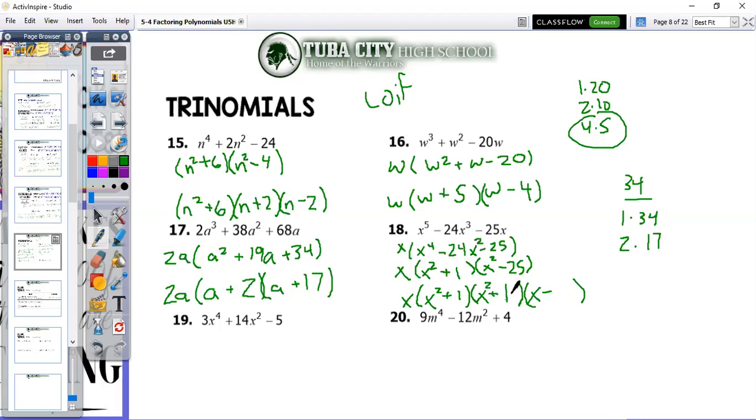Okay, so x squared minus 1 and x minus 5. Oh, wait a minute. Sorry, that's supposed to be 5 here. So we have to unsquare it. So x plus 5, x minus 5. There you go. So unsquare that, unsquare this. Okay.